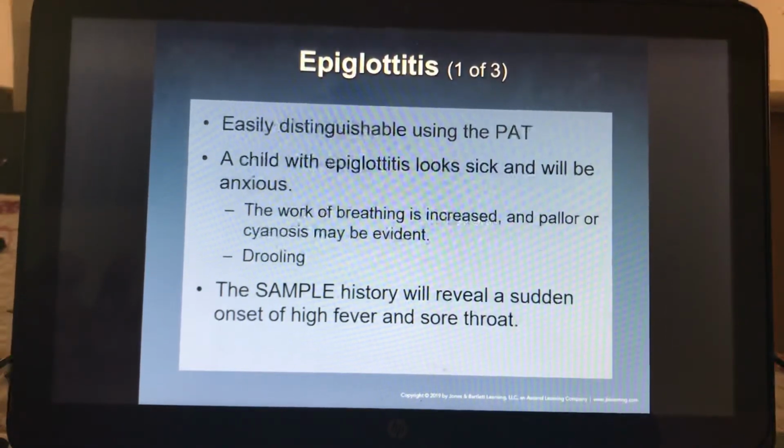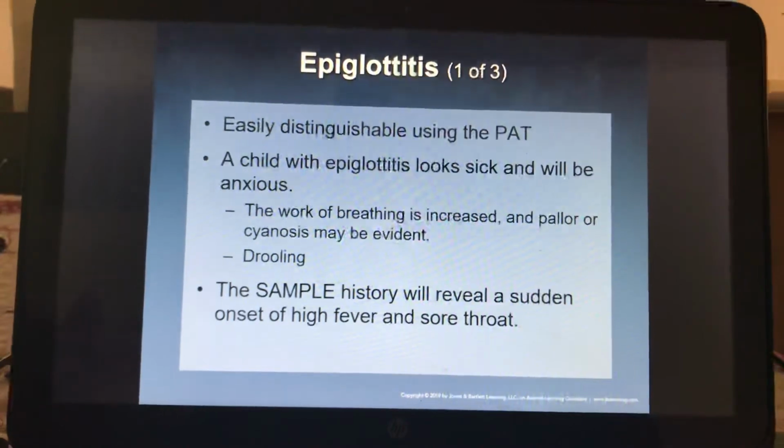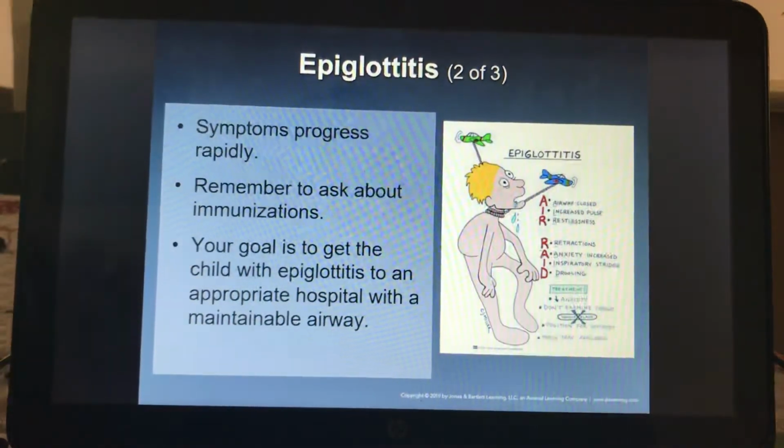They will not be swallowing because it's very painful to swallow, and they'll probably be drooling. This is the child that you do not want to mess with. You don't want to start an IV. You don't want to upset them. You don't want them screaming and crying, because that's going to aggravate the airway further to the point where it swells off. It's already going to be bad enough as it is.